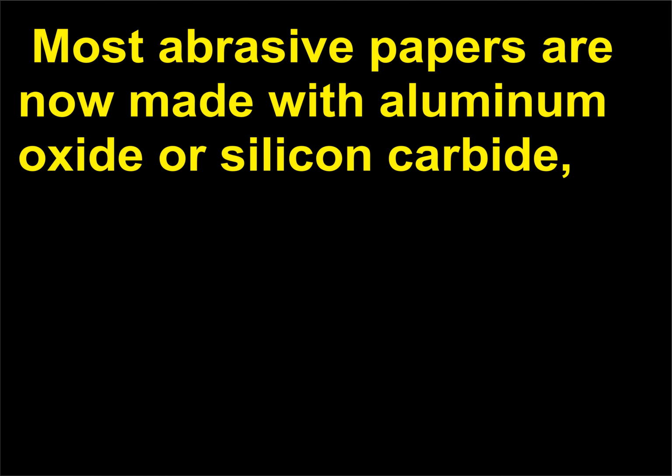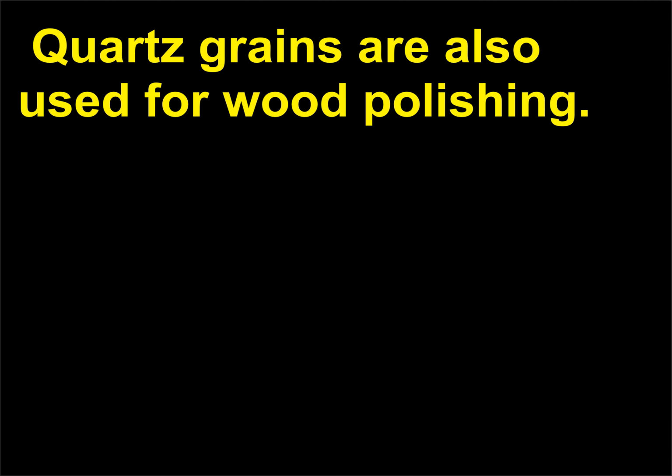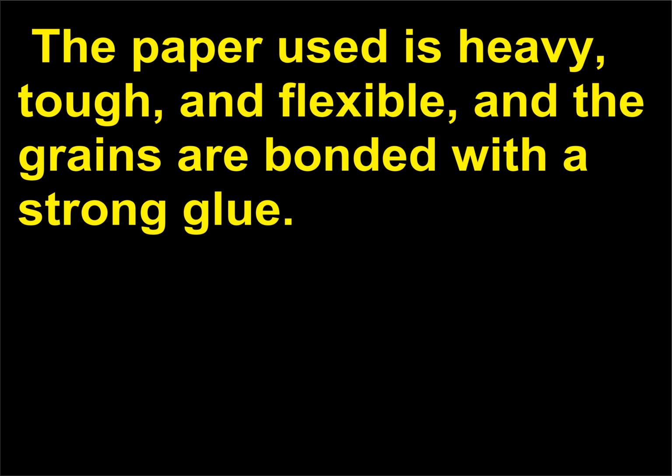Most abrasive papers are now made with aluminum oxide or silicon carbide, although the term sandpapering is still used. Quartz grains are also used for wood polishing. The paper used is heavy, tough, and flexible, and the grains are bonded with a strong glue.